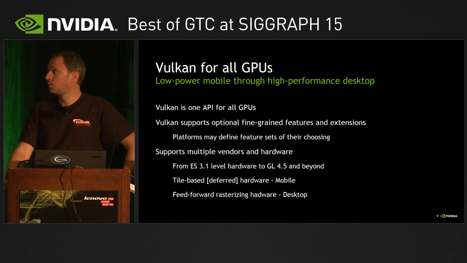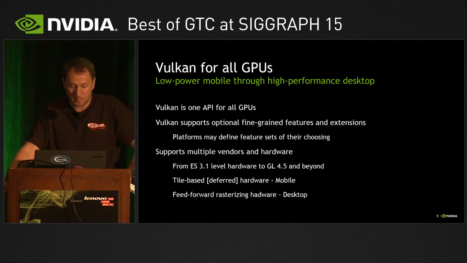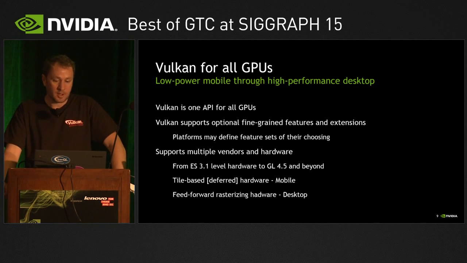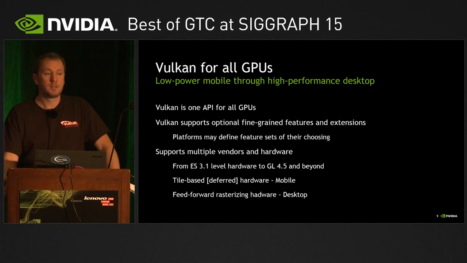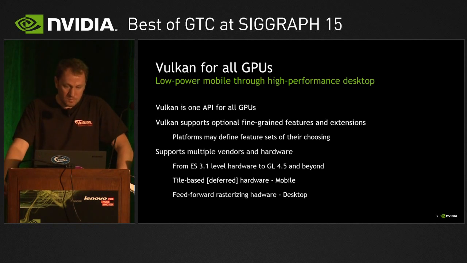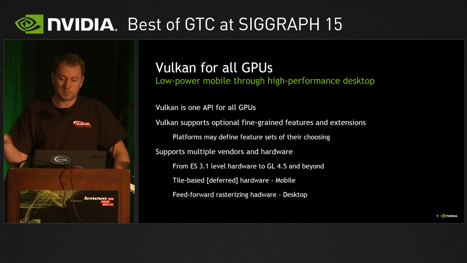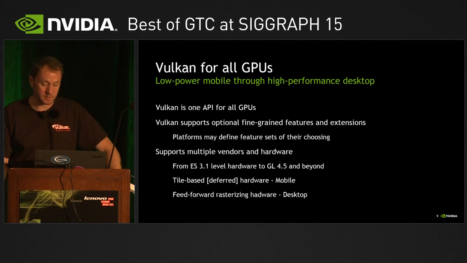So Vulkan is designed for all GPUs, from the low-power mobile all the way through to the high-performance desktop. It's all done through one API, so the application can basically write once, and if it's written well, that application will scale all the way from the low-power mobile processors all the way through the high-performance desktops. And it supports multiple levels of hardware. It can support GPUs that only support ES 3.1 level hardware, and all the way up to OpenGL 4.5 level hardware and beyond. And like I mentioned earlier, it supports tile-based hardware just as well as it supports the regular feed-forward rasterizing hardware that we see on desktop.